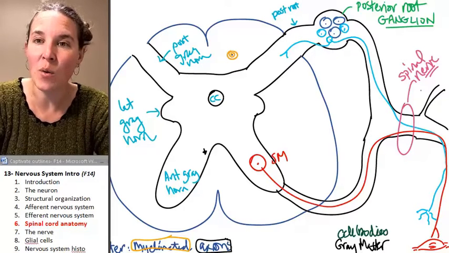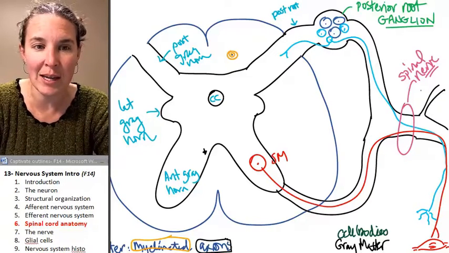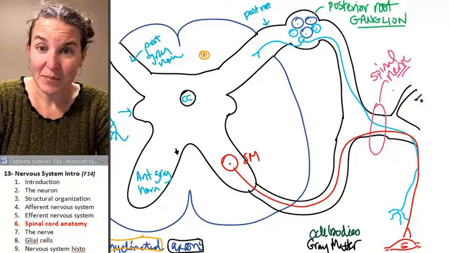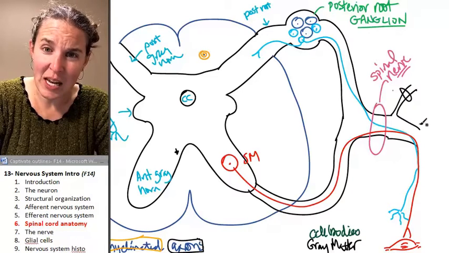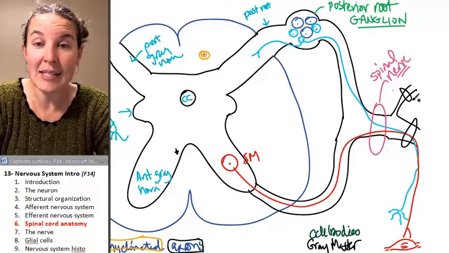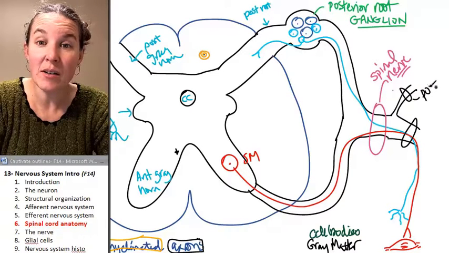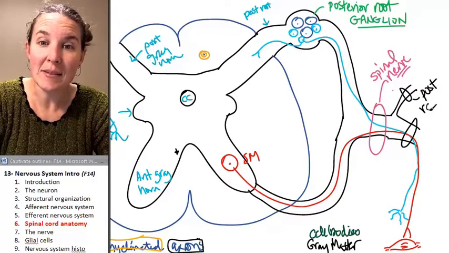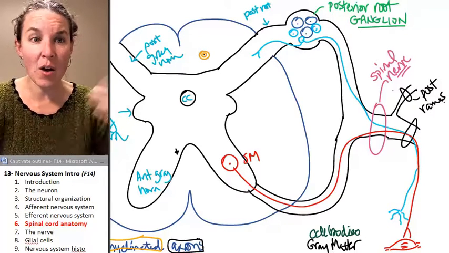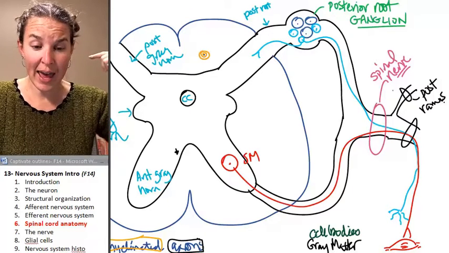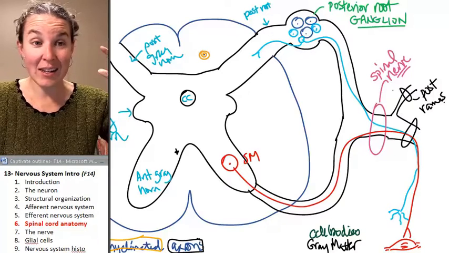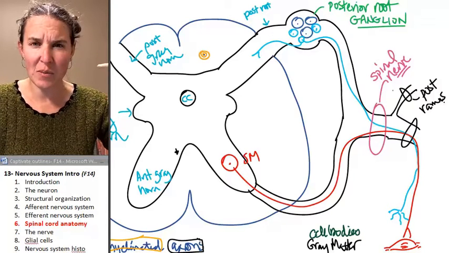Now, we have two more structures that I want to label here. You notice that I split off this buddy and this buddy. And these guys are rami. This is my posterior ramus. And fibers that are traveling through there are innervating the muscles and stuff going on your back. And the sensory fibers that come in are from your back.